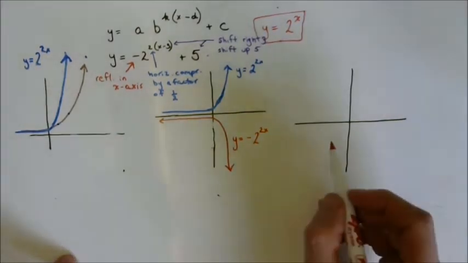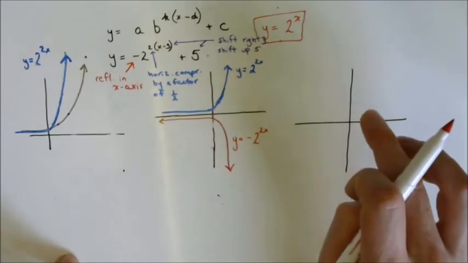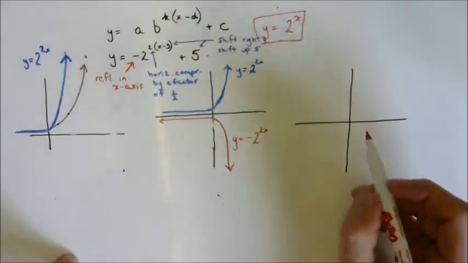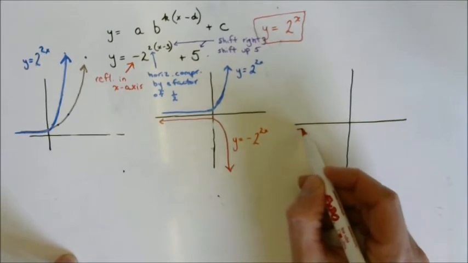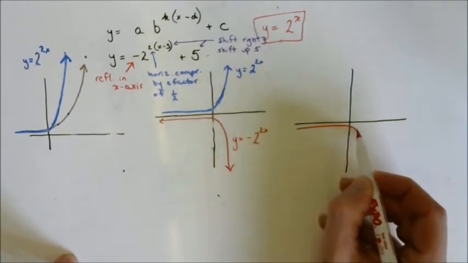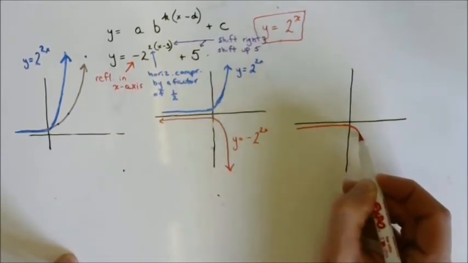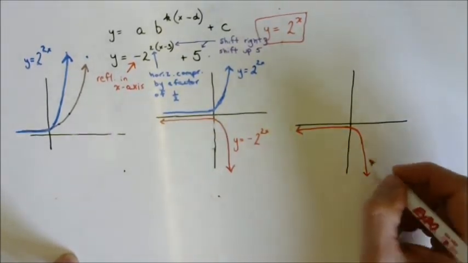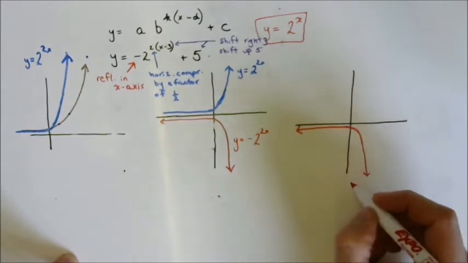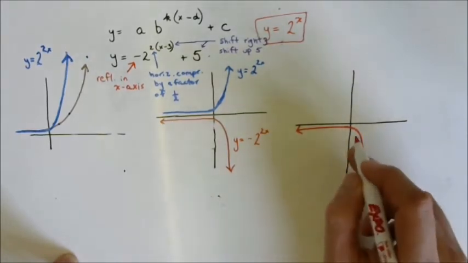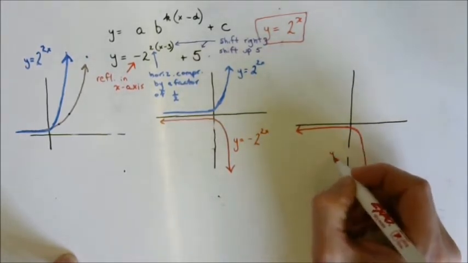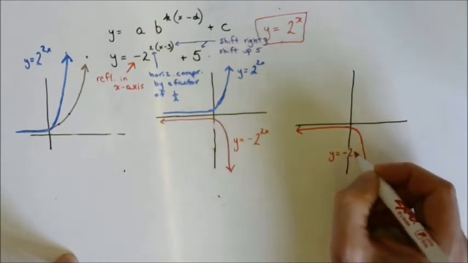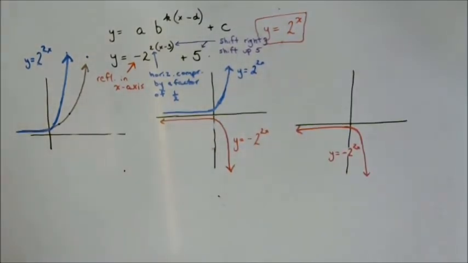Okay, I'm going to copy that one onto the last graph that you have there. Try to make it look relatively the same. It's easy for me using a few different colors. That was y equals negative 2 to the power of 2x.